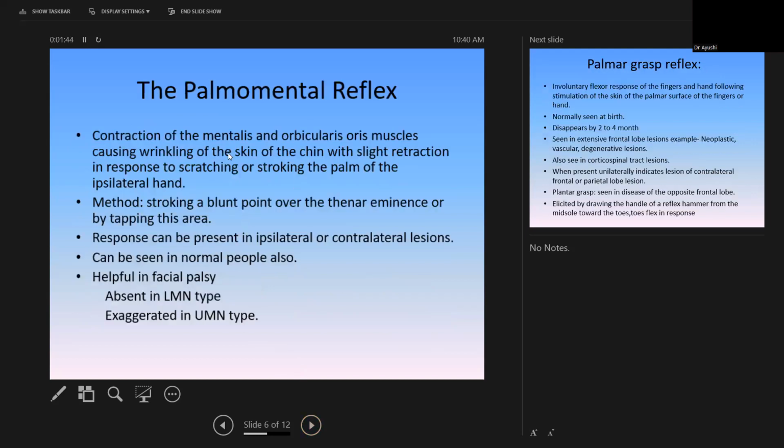The palmomental reflex. There is contraction of the mentalis and orbicularis oris muscles, causing wrinkling of the skin of the chin with slight retraction in response to scratching or stroking the palm of the ipsilateral hand. Method: stroking a blunt point over the thenar eminence or tapping this area. The response can be present in ipsilateral or contralateral lesions. It can be seen in normal people also. It is helpful in facial palsy: absent in lower motor neuron type and exaggerated in upper motor neuron type.